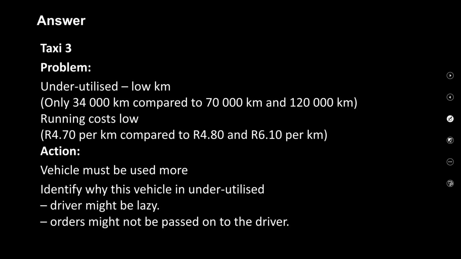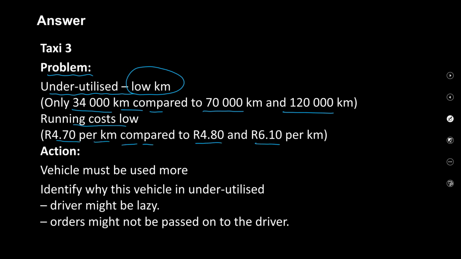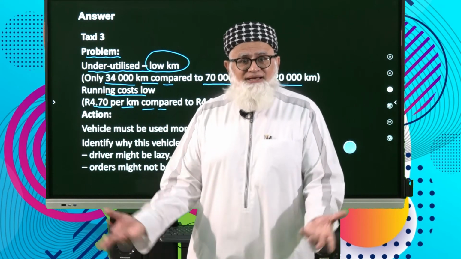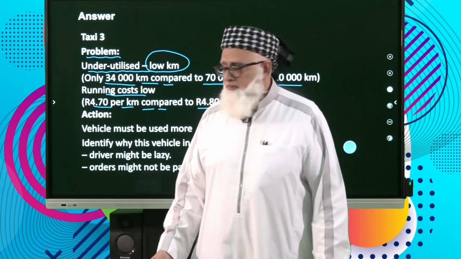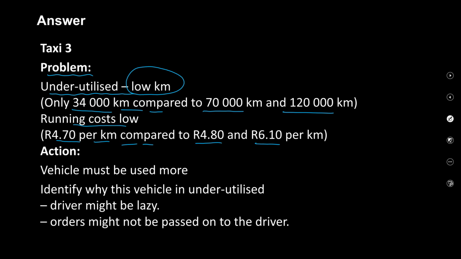Right, so taxi 3, what's our challenge? Clearly it is underutilized, low kilometers. We've only covered 34,000 kilometers compared to the 70,000 and the 120,000. Again, your running costs are low, right? 470 per kilometer compared to 480 and 610. What action must be taken? So obviously, if this vehicle has the lowest running cost, that's the vehicle that we need to use the most, because obviously it's going to give us the greatest return. So therefore, this vehicle must be used more often.